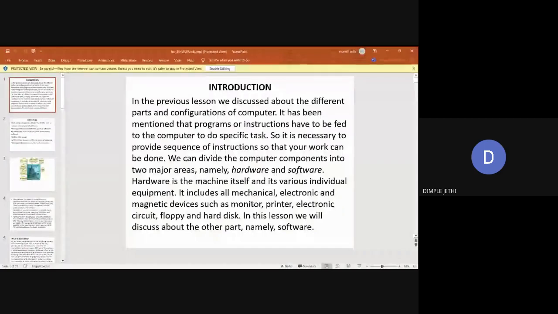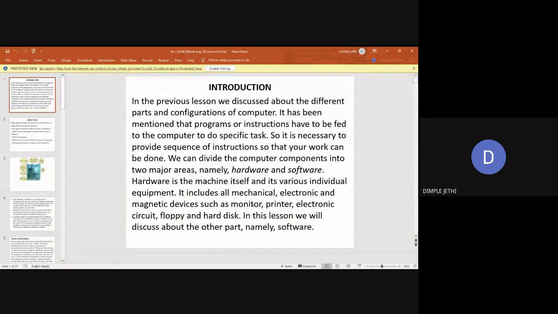Okay, so I just open the next unit. As I said, we have to start with the software part. So here I have first explained that we just discussed what is hardware and what is software.